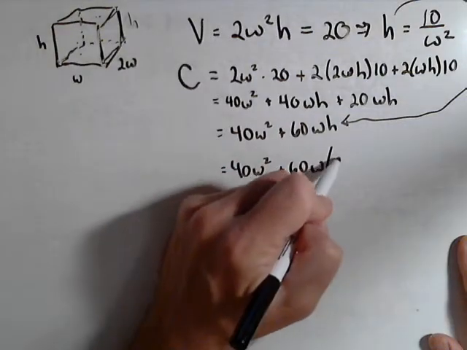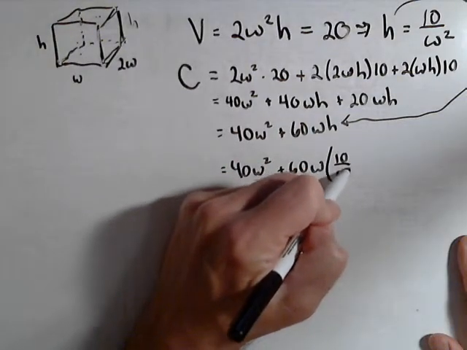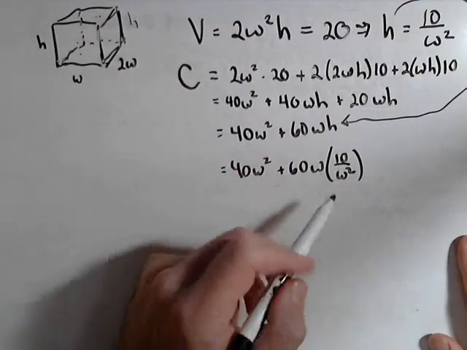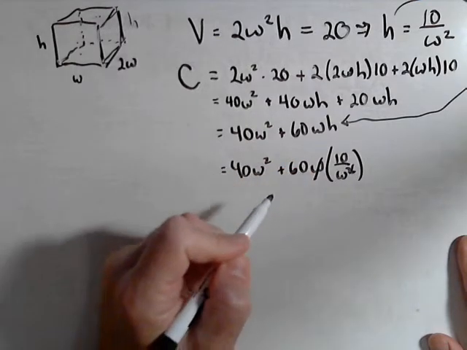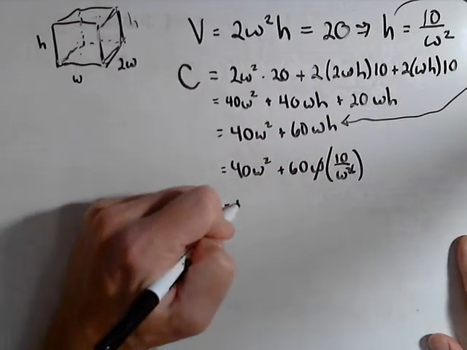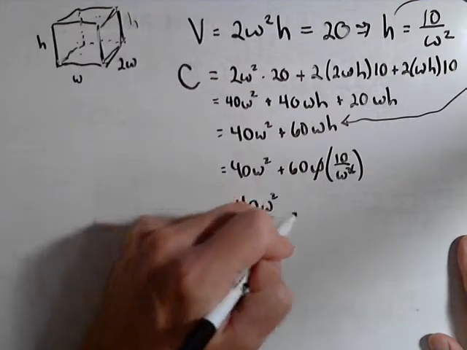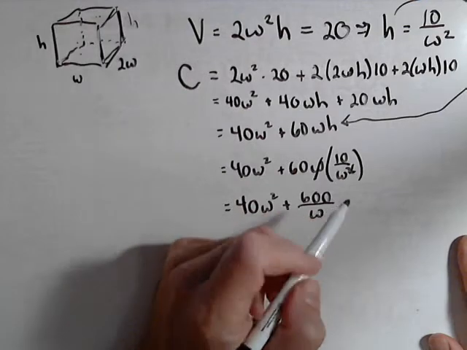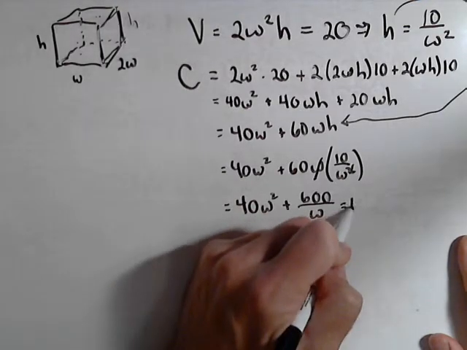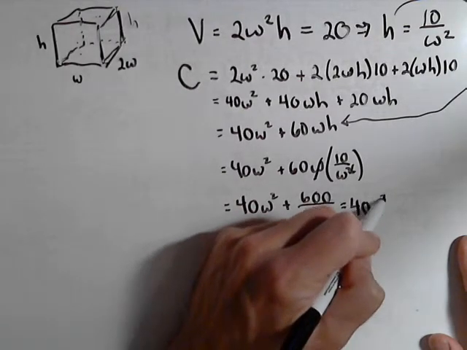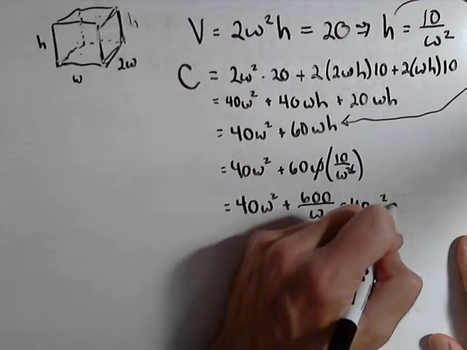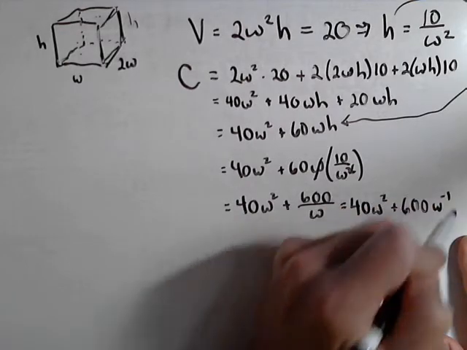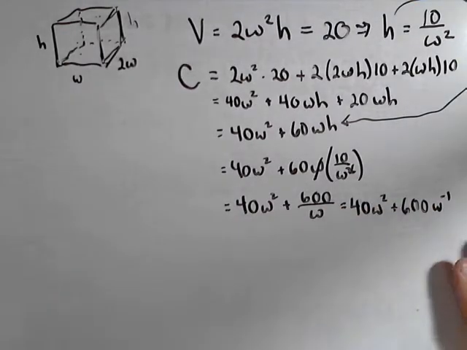60W times 10 over W squared. And let's simplify so we can make this as easy on ourselves as possible. We can cancel out one of the W's with one of those, and we'll multiply the 6 by the 10. So 40W squared plus 600 over W. Or I'm going to write it this way, 40W squared plus 600W to the minus 1, because we're going to be taking the derivative.